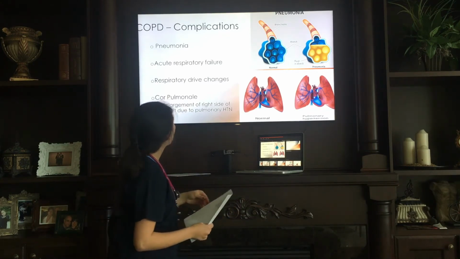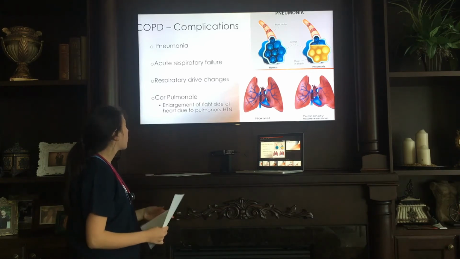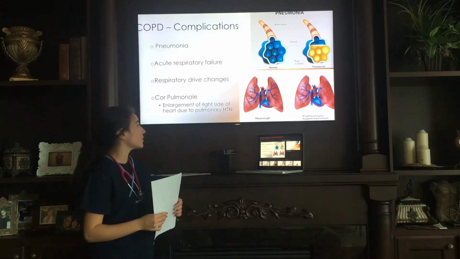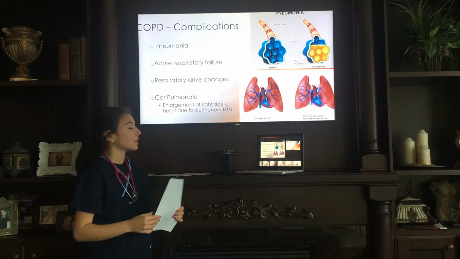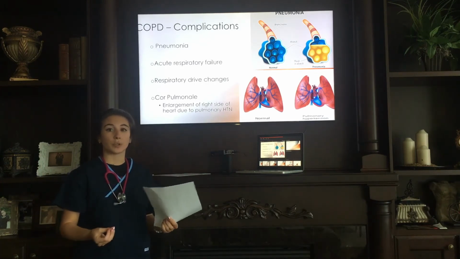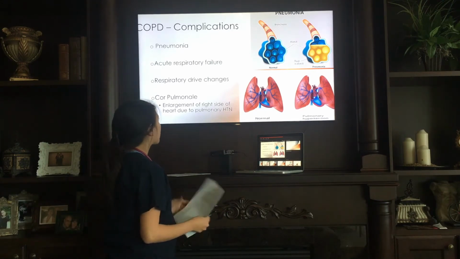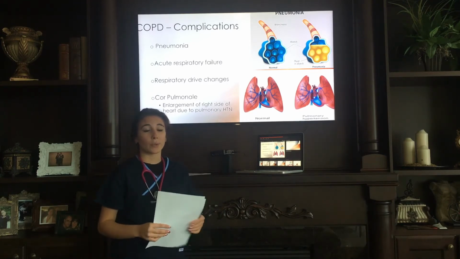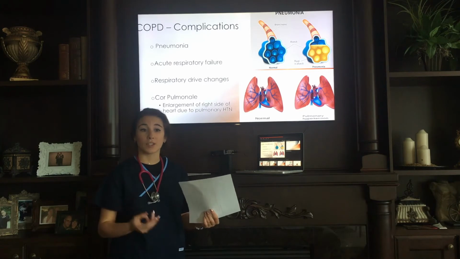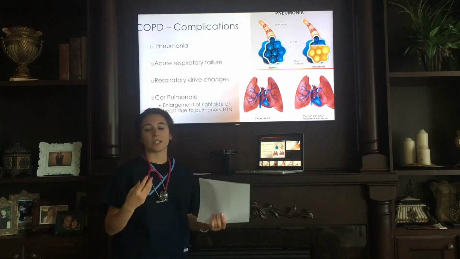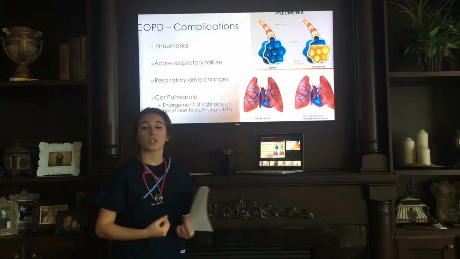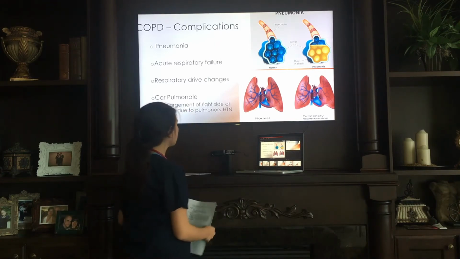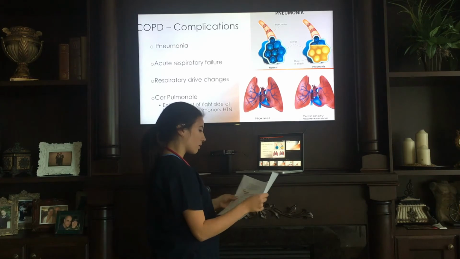Right, and then we have our acute respiratory failure. We have our cor pulmonale, which is enlargement of the right side of the heart due to pulmonary hypertension. So that could lead to your right side heart failure due to the disease in your lungs. And respiratory drive changes. So we know that there's a lot of increased CO2. We're going to talk about that further on in the presentation. But basically, it can lead to oxygen toxicity if you're giving too much oxygen to a patient that is so used to living off an increased amount of CO2. So those are our complications.